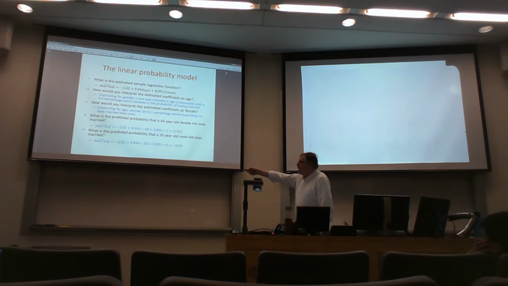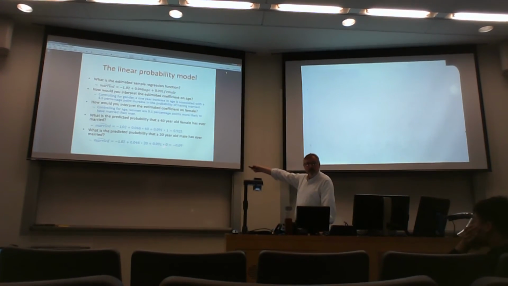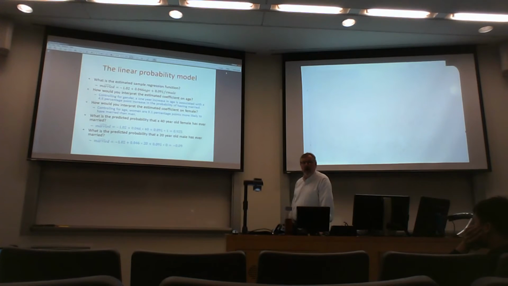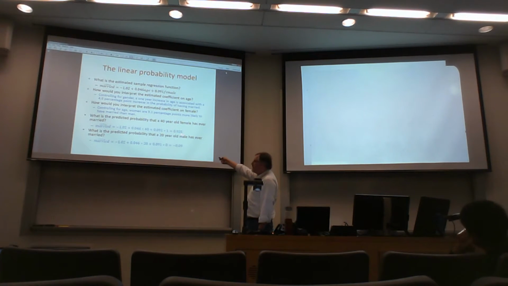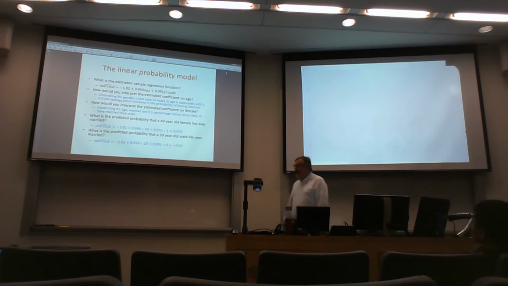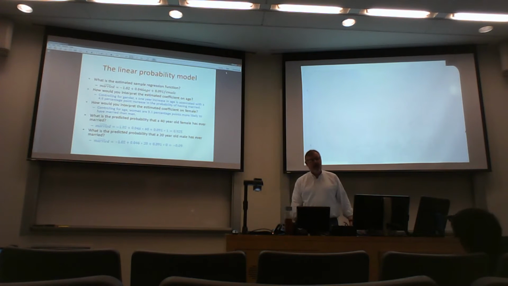Makes sense. But now let's try to do the same thing with different data. What is the predicted probability that a 20-year-old male has ever been married? We'll just plug in the numbers again. -1.02 plus 0.046 times age plus 0.091 times the dummy variable, which is coded 0 for male. And you get an answer of -0.09. Well, if 0.925 means there's a 92.5% chance that this person's ever been married, then this means there's a -9% chance this person's ever been married.